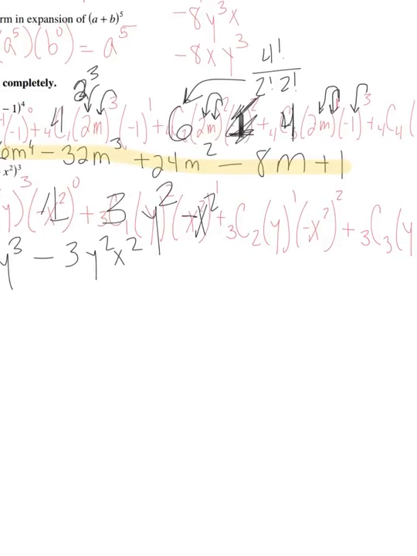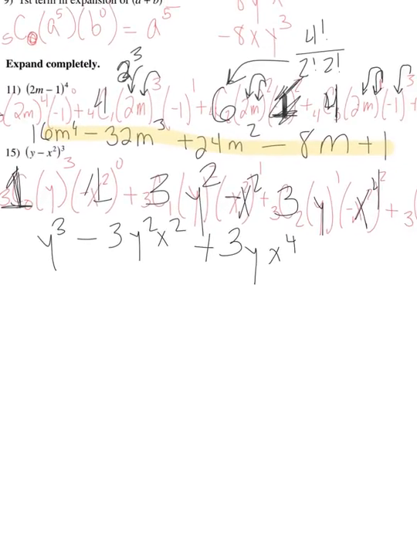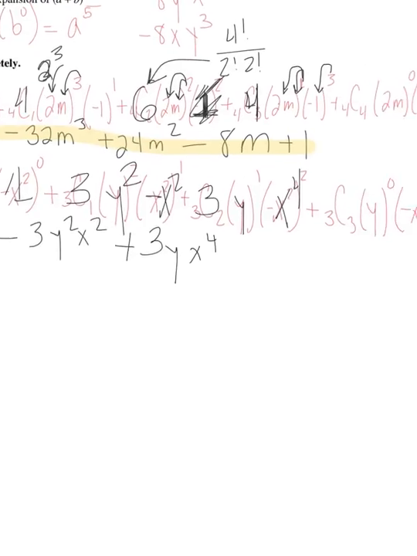Okay, so now my next term is dealing with that 3 choose 2. Well, 3 choose 2 turns out to be just the plain old 3. And then my y to the 1 is just a y. And my negative x squared, squared. How do I square this thing? Well, this is a negative x squared times a negative x squared, or a positive x to the 4th. You can notice you can actually multiply those exponents to speed that up, but I'm going to end up with a positive 3y x to the 4th. So I've got y cubed minus 3y squared x squared plus 3y x to the 4th.